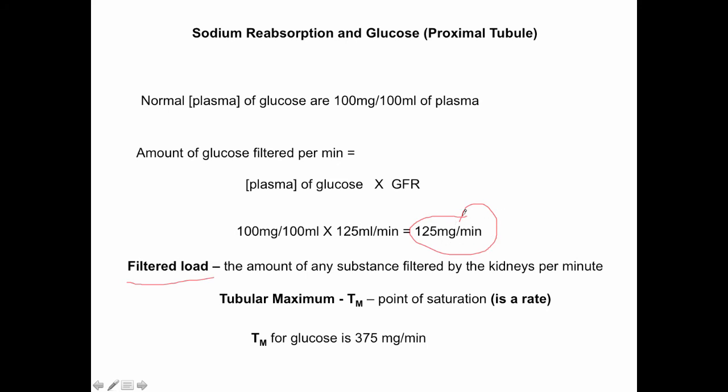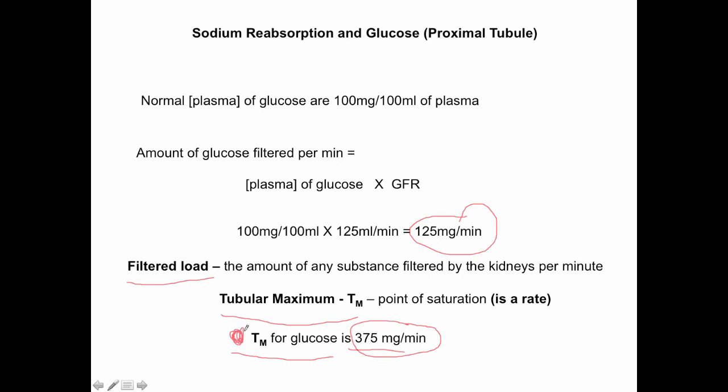So we can easily handle that. In fact, the tubular maximum for glucose is actually 375 milligrams per minute. Okay? So we're normally filtering 125 milligrams per minute, but we would be able to handle it if we started filtering at 375 milligrams per minute. Anything more than that, and we can't handle it, it's going to stay in the urine. So the question is, this is our maximal rate of glucose reabsorption. At what plasma concentration, how high does glucose have to be in order to force us to our tubular maximum?